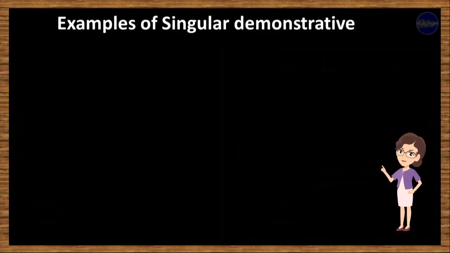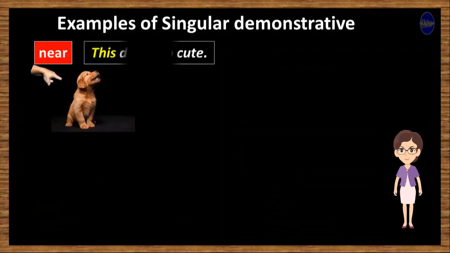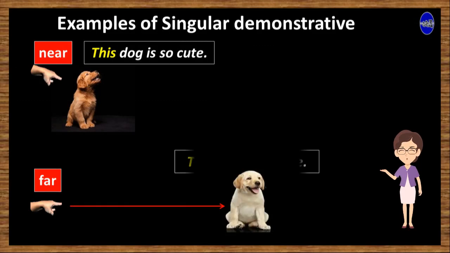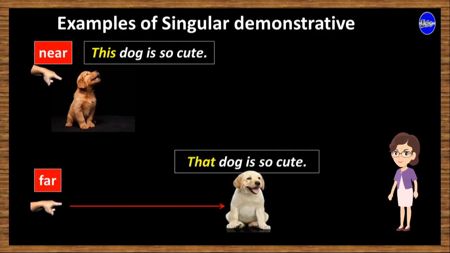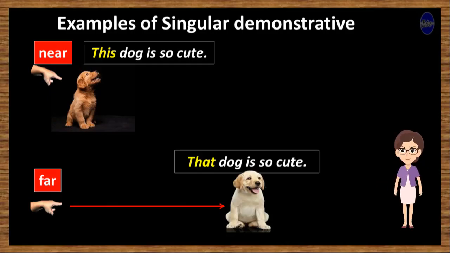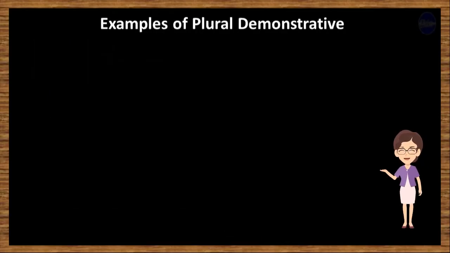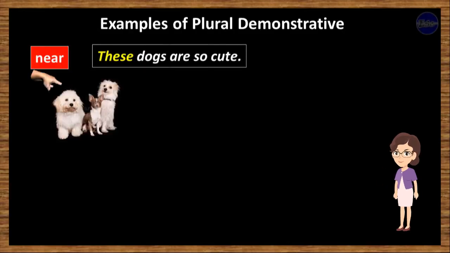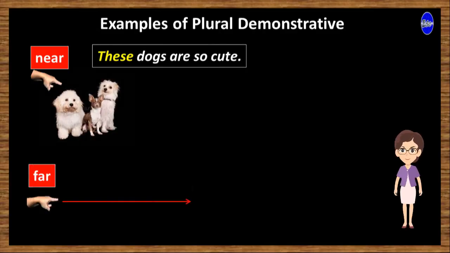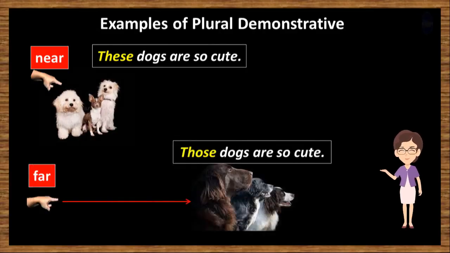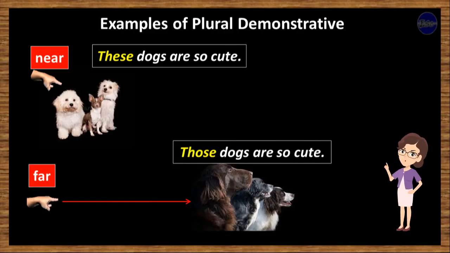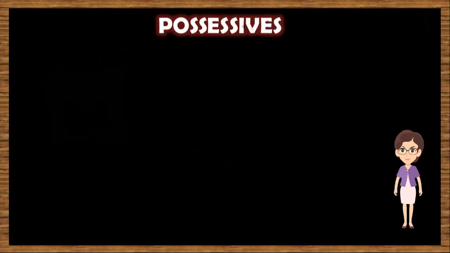See these examples. This dog is so cute. That dog is so cute. In these examples, this and that are used because there is only one dog. In other words, dog is singular. While for plural demonstratives, these dogs are so cute. Those dogs are so cute. In these examples, these and those are used because there is more than one dog. In other words, dogs are plural.